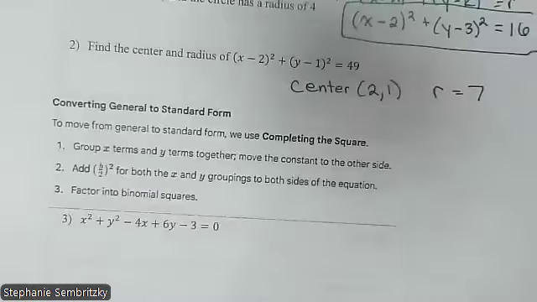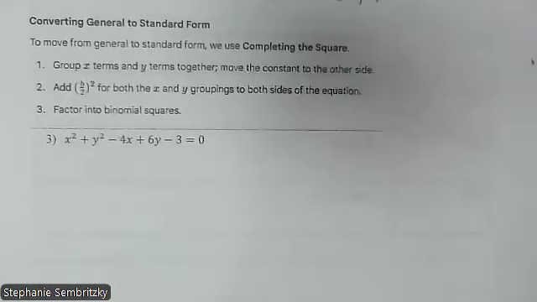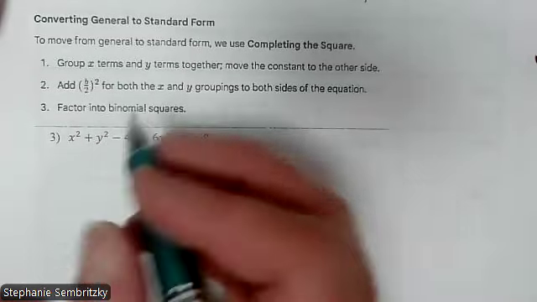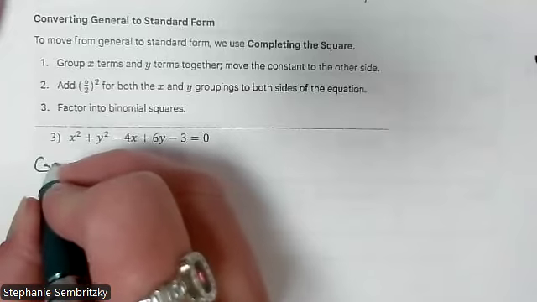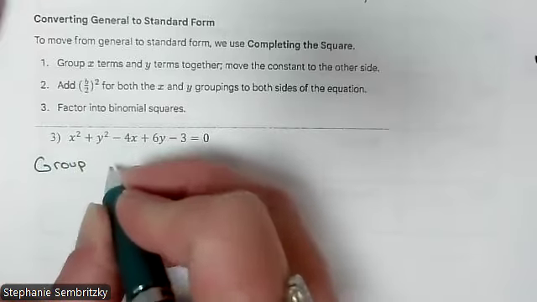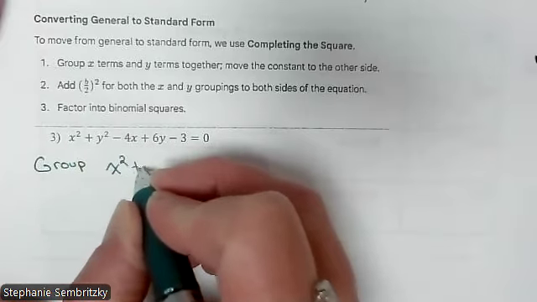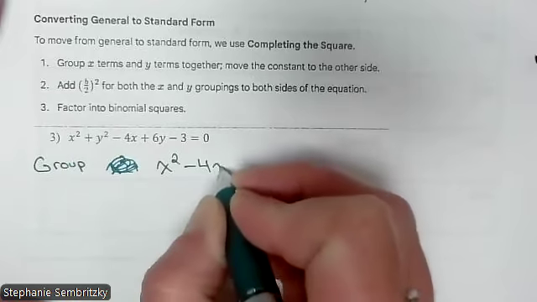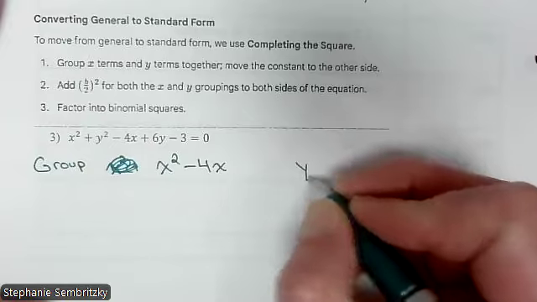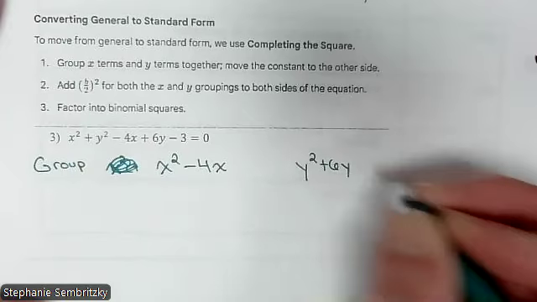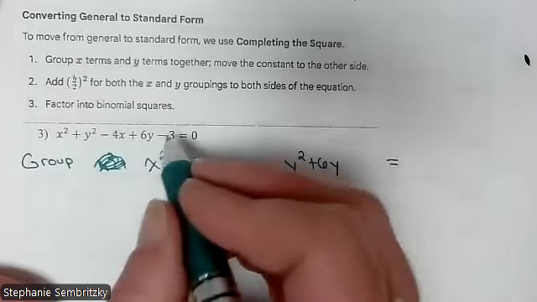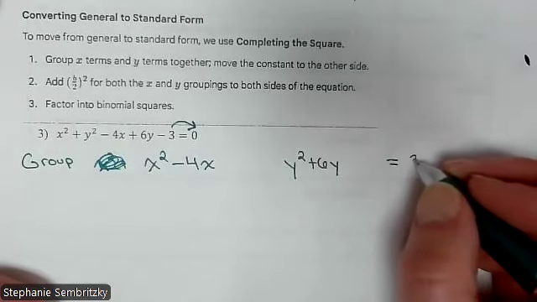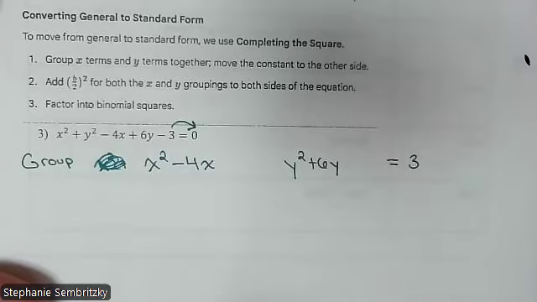Now, if I am given the general form, which is all written out, what we can do is start by grouping like terms. So I'm going to group the x's together, minus 4x. And then we have y squared plus 6y equals, and I'm going to move this constant to the other side just to give myself some more room.